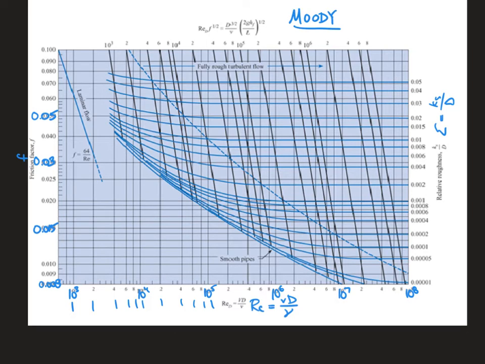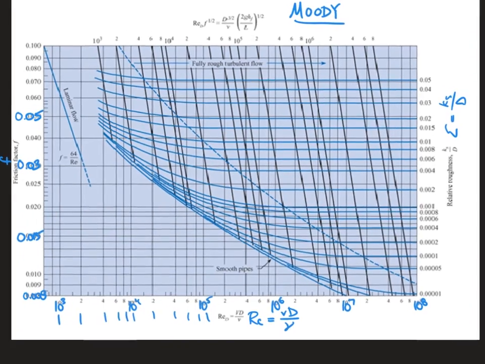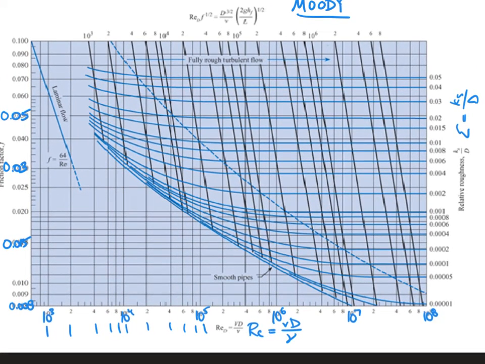And then over here on the right, maybe I'll zoom all the way in, we've got the relative roughness. Now this is really annoying, but they don't use scientific notation for relative roughnesses. I have no earthly idea why. I've never seen them use it.